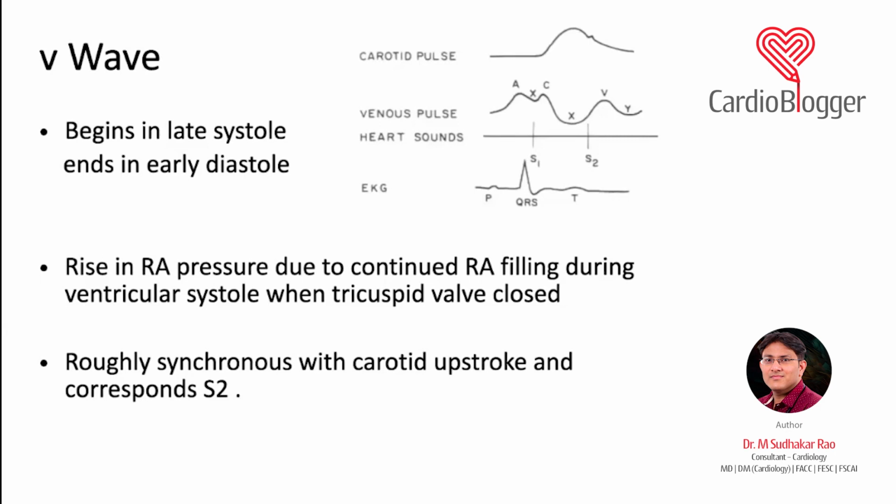What happens is, as I already told you, a rise in RA pressure due to continued RA filling during ventricular systole. Normally the V wave happens when the tricuspid valve is closed and the RA continues to fill from the SVC and the IVC. It comes with the carotid, as I will again and again tell you, do not miss. The A wave comes before the carotid. The V wave corresponds to the S2. It comes after the S1, while the A wave comes before the S1. It corresponds with the S2, the V wave.